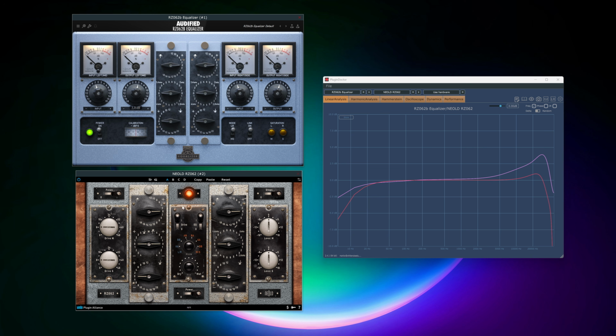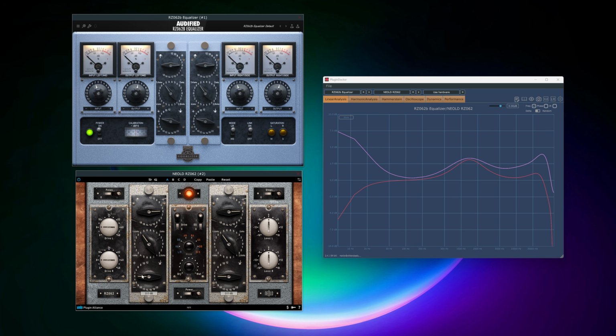The actual EQ curves between the NEOLD and AUDIFIED are similar but not the same. I personally don't mind this at all. I assume they both are modeled on a real vintage hardware unit. I know that for sure with the NEOLD, and that will cause differences due to how old the units are and how well they are serviced.